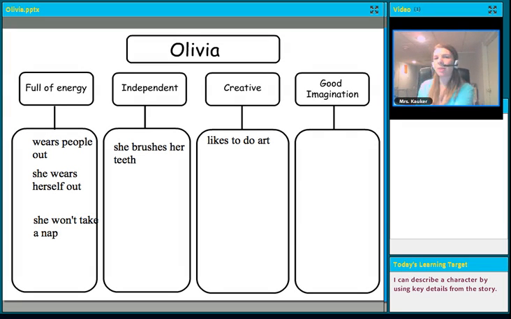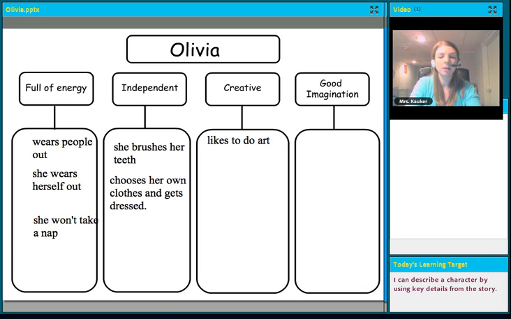There was one more that we might not have heard, and it also said when she brushed her teeth that she also combed her ears. Just like you comb your hair, pigs must comb their ears. So I'm going to add that to independent. She combs her ears.